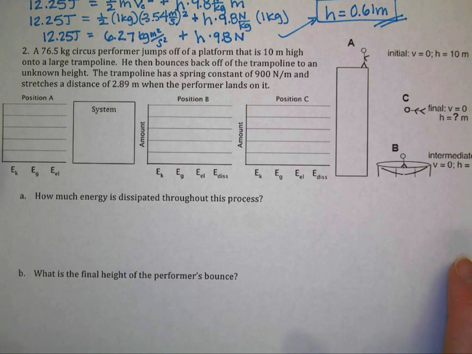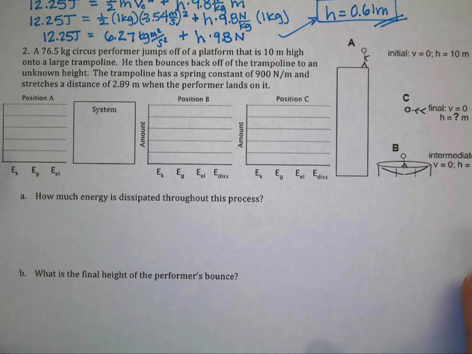It says a 76.5 kilogram circus performer jumps off a platform that is 10 meters high onto a large trampoline. He then bounces back off the trampoline to an unknown height. The trampoline has a spring constant, like our earlier page, of 900 newtons per meter and stretches a distance of 2.89 meters when the performer lands on it. So again, a bar chart would probably be a good idea to solve this so we can understand what equations we have to make up.